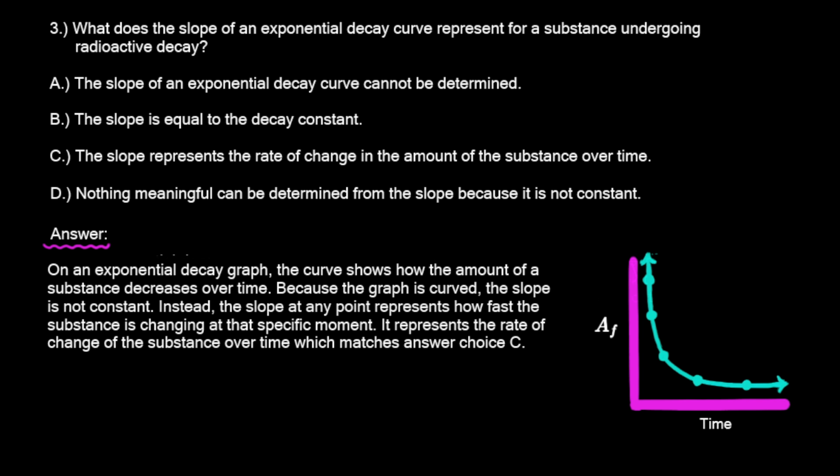They are wrong because the slope of an exponential decay graph does tell us something meaningful. Answer choice B is also not correct because the decay constant is not the slope of an exponential curve. So the correct answer is C.